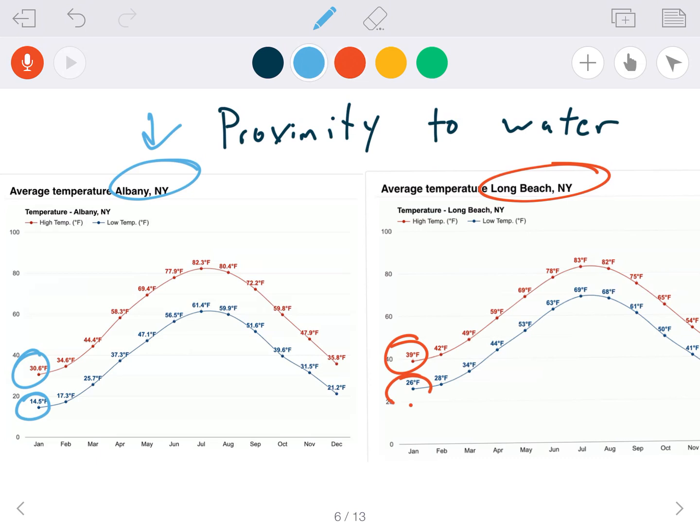So if I take the lowest of Albany, which is 30 degrees, we'll round it to 30. And I take the highest of Albany in July, which was 82. And I take my low of 39 from Long Beach, and I take my high of 83. The difference in Long Beach should be less. So Albany has a 52-degree difference.